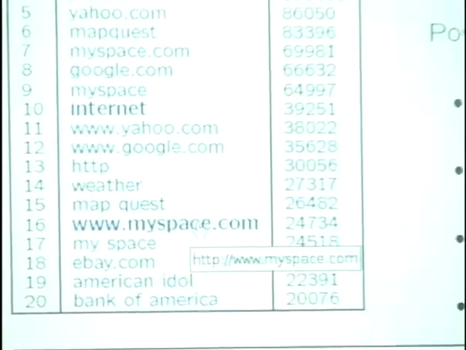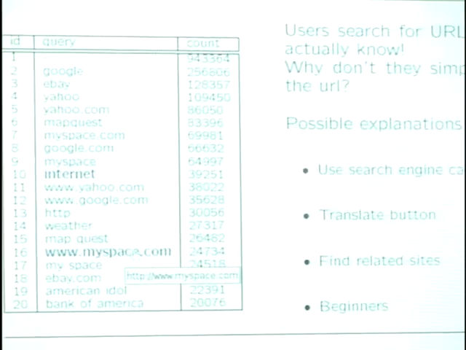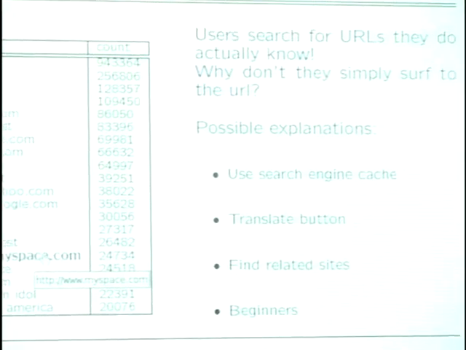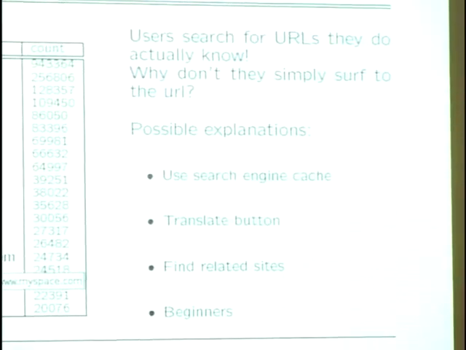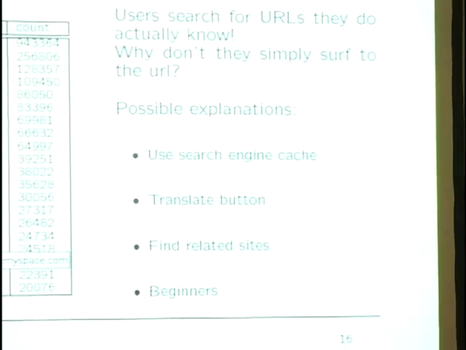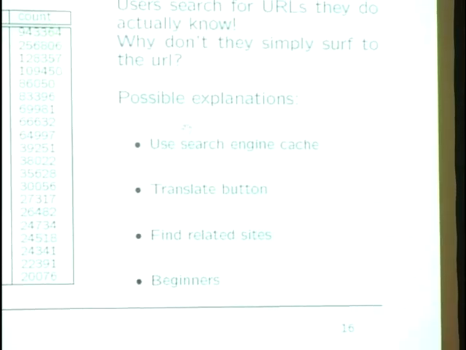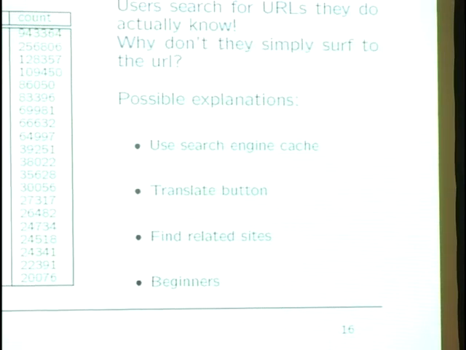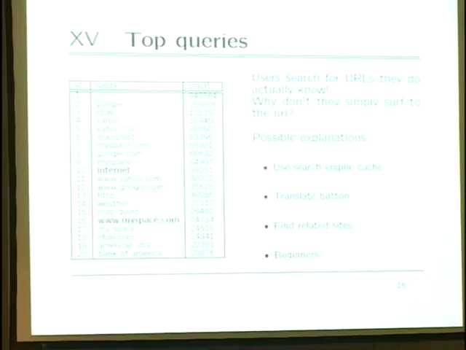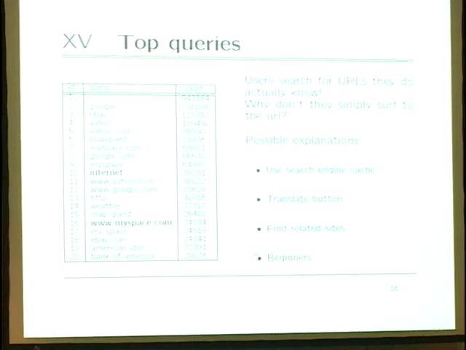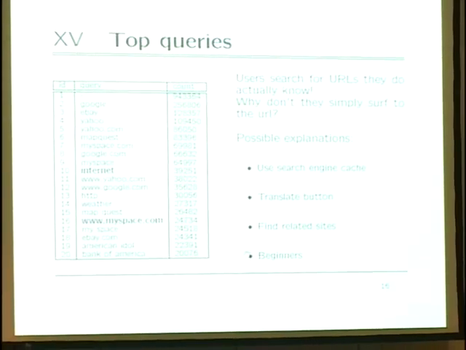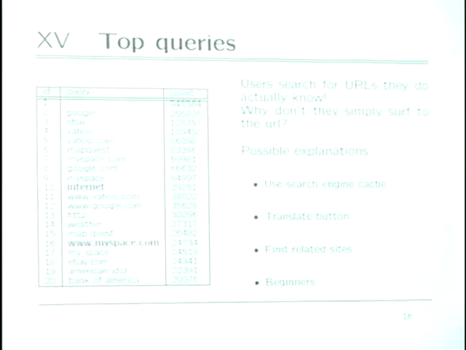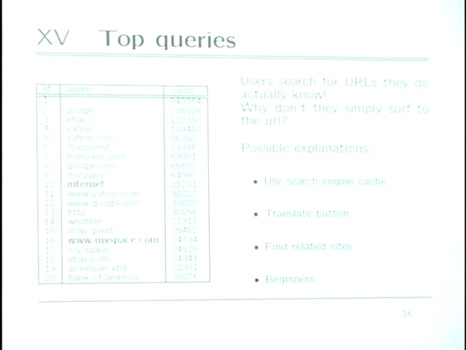What else is interesting? People are looking for URLs, for full URLs. So the question is, why are they searching for URLs they actually know? Why do they type them in the search bar instead of the address bar? There are a number of possible explanations. Of course, you might want to use the search engine cache, or the translate button, or find related sites. But I don't believe that, because you don't want to translate Google or something like that. Maybe it's due to the fact that these are beginners and they are not aware of the difference between the search bar and the address bar. They use it maybe for the same purpose.